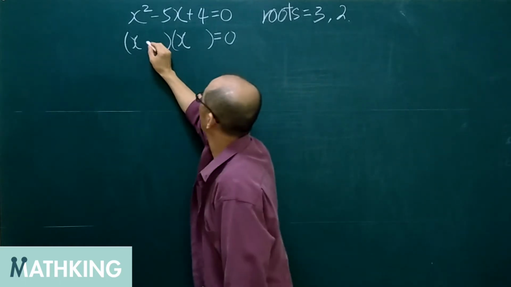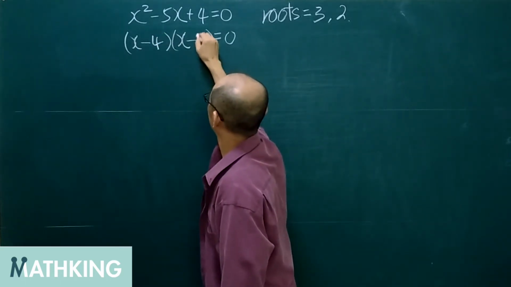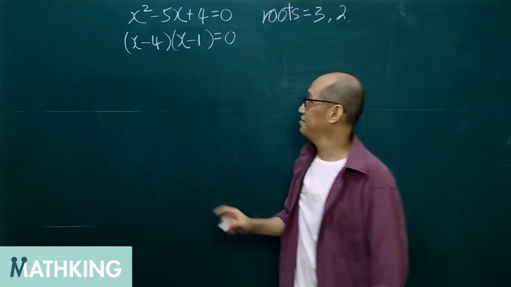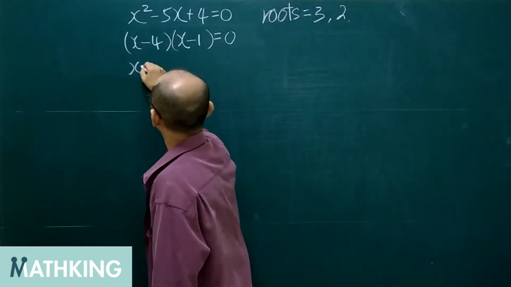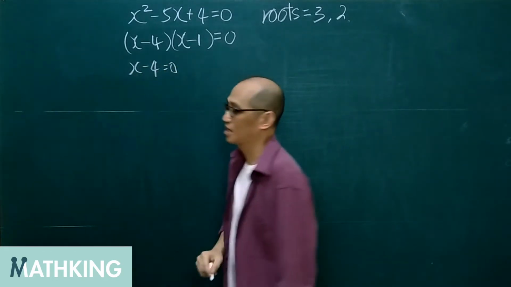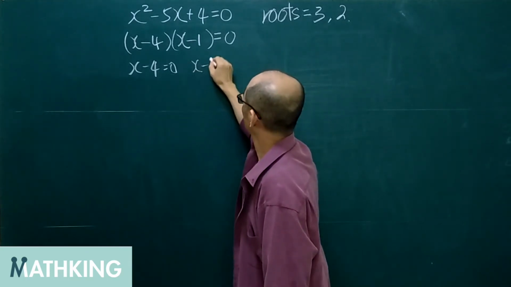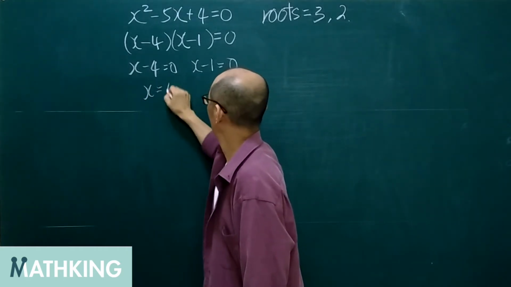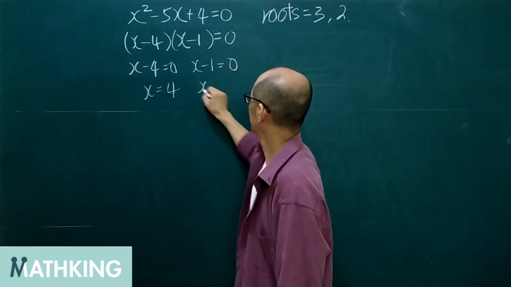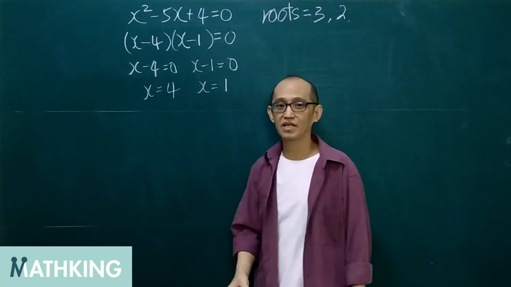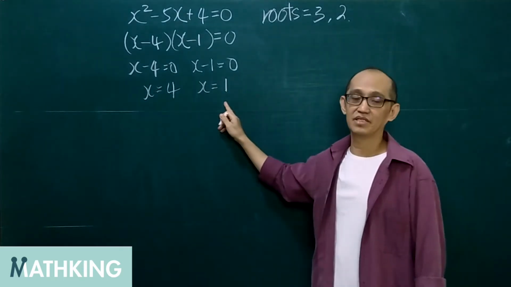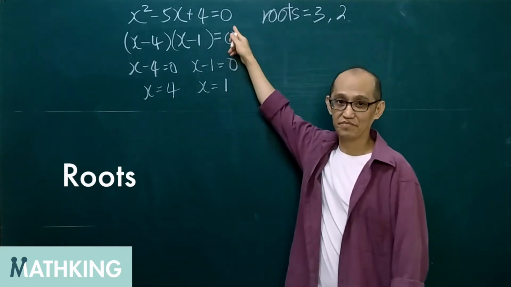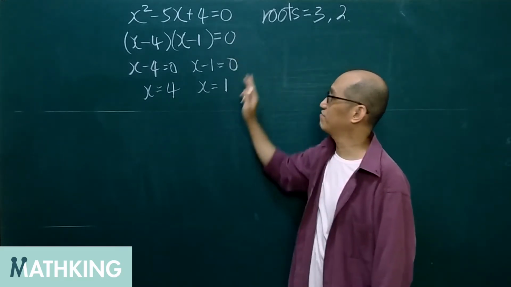We get -4 and -1. Here we already factorized it. And then x minus 4 equals 0 or x minus 1 equals 0. So we get x equals 4 or x equals 1. Now this 4 and 1 are called the roots of this quadratic equation. So from the equation we can find the roots.